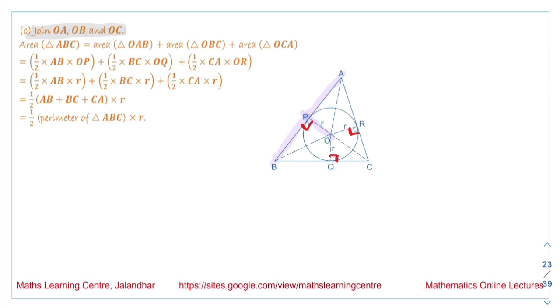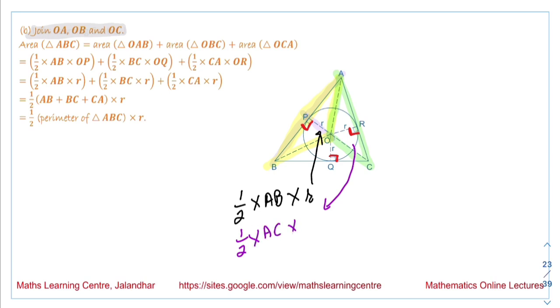Now if we consider the triangle BOA, the area of this triangle will be half, base is AB and height is R. The area of this second triangle AOC will be half, base is AC and radius R is the height of this triangle. When we consider the triangle BOC, we have the area is 1 by 2 into BC into R.